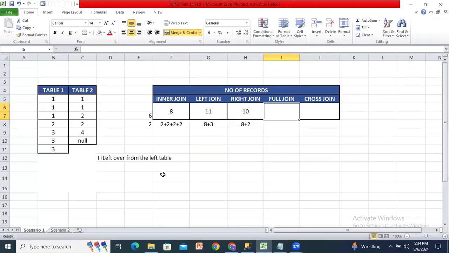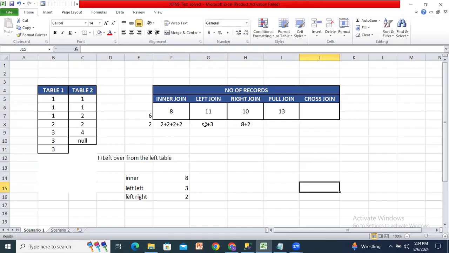So let's check. First, the inner join we already know: how many records? 8. Leftover from the left table, 3 records. Then leftover from the right table, that is 2 records. Total how many records? 13 records. So full join is 13.